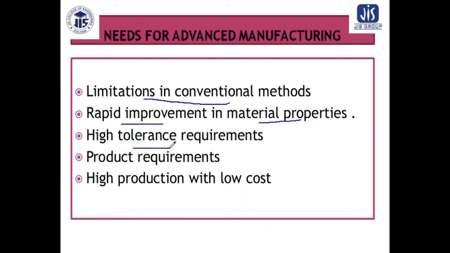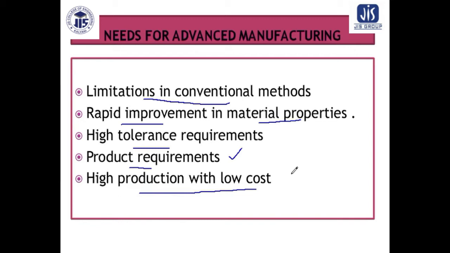Next comes high tolerance requirement. Obviously, if you want to get a better tolerance and accuracy of the product, you have to go with some advanced manufacturing technology. This can be of various processes. It can be EDM, it can be ECM, it can be ultrasonic machining, it can be AJM, it can be any sort of hybrid machining process. Now, the next is product requirement. As per the requirement, we select the advanced manufacturing technologies or processes to generate the product. And last but not the least, it is very important, that is high production with low cost.